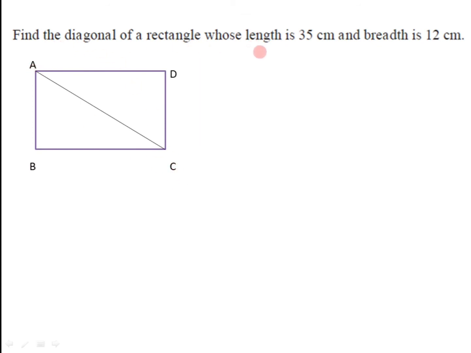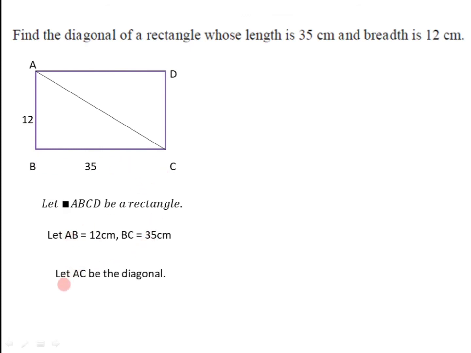For this rectangle, length is given to be 35 and breadth is 12. So here we treat AB as the breadth, which is 12 centimeter, and BC as the length, which is 35 centimeter. So let us consider quadrilateral ABCD to be a rectangle where the length AB is 12 centimeter and the length BC is 35 centimeter and AC is the diagonal.